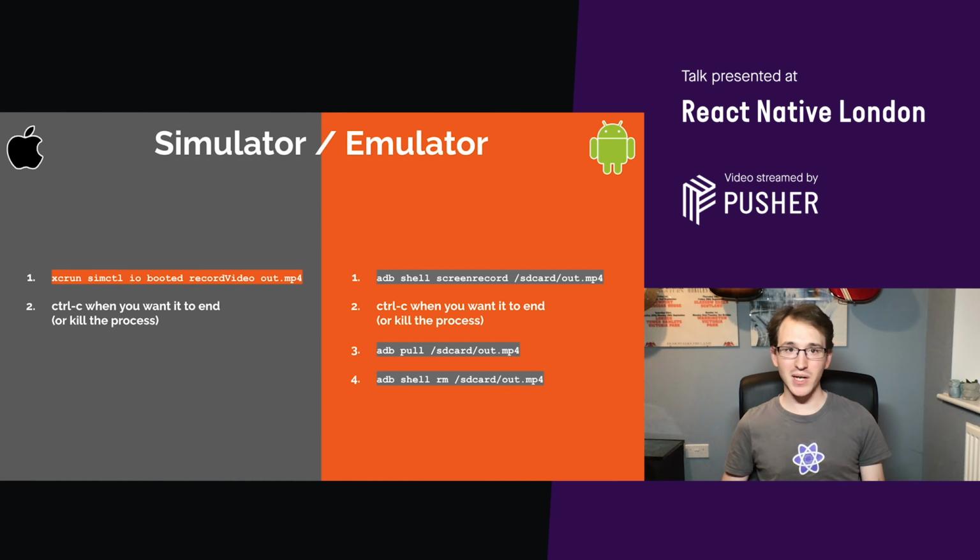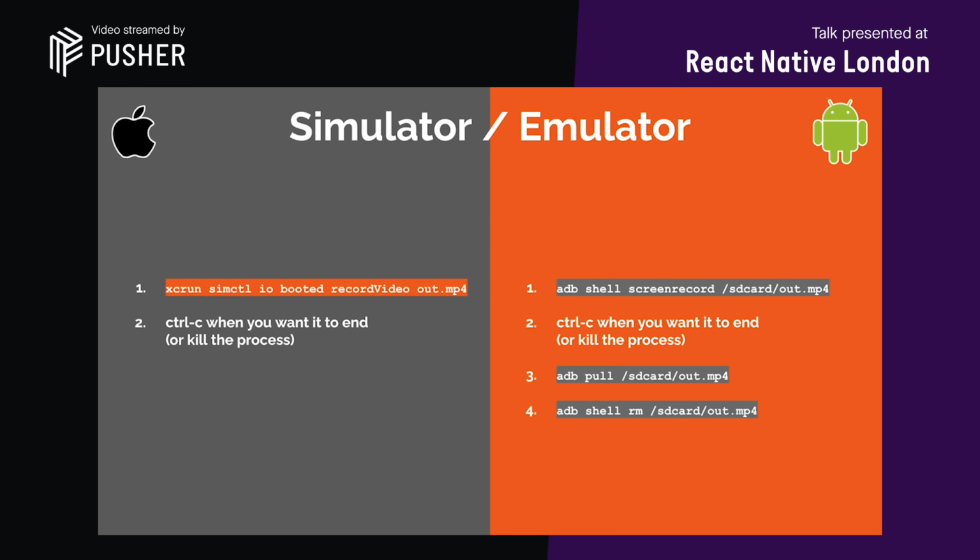All isn't lost though, as there are some other ways that we can start and stop the video capture on our devices during a test run. On iOS, the simulator control utility, which is similar to ADB on Android, can be used to record videos straight off of a simulator. This works really well and produces a high quality video. You can use child process in Node to kick this off and kill it at the end of the recording.